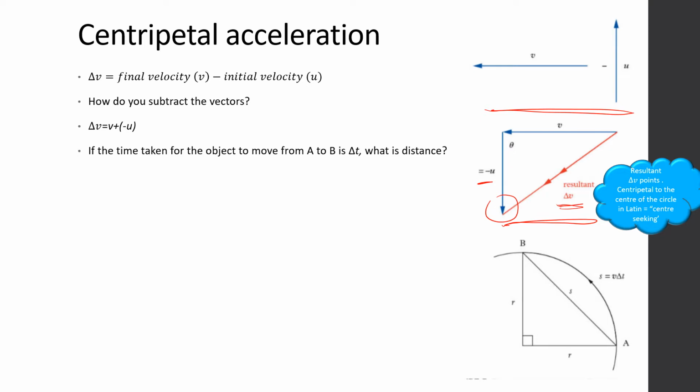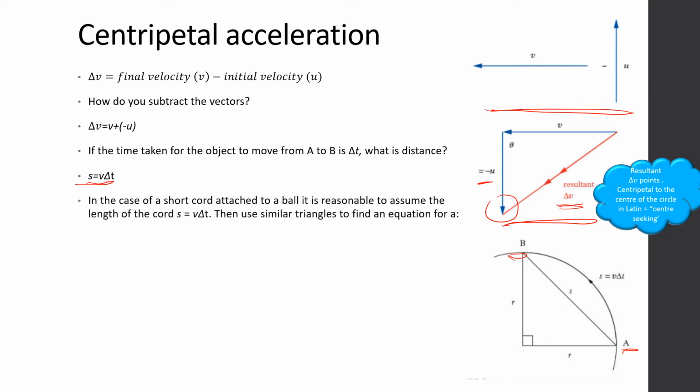So let's consider some other variables. The time taken for an object to move from A here to B here is delta t. So what's the distance? Well, we know that velocity equals distance over time. We can rearrange that equation to give us that distance equals velocity multiplied by change in time. Now, in this case, we've got a short chord rotating an object around a central point. Well, in this case, the object is a ball. It's reasonable to assume that the length of the chord S is equal to velocity times delta t. That's not always the case.